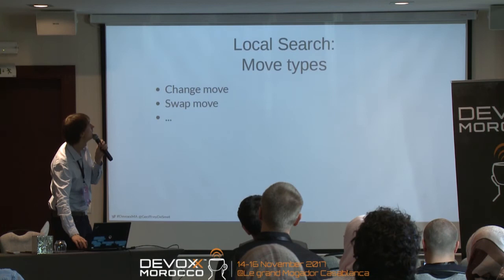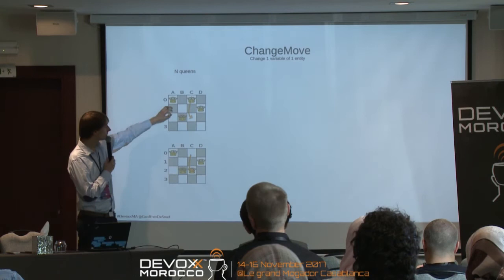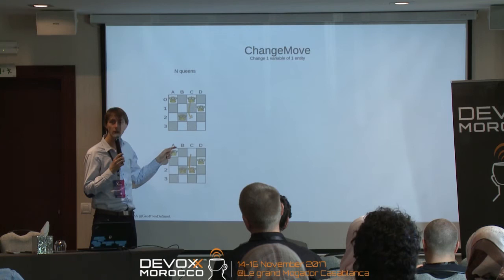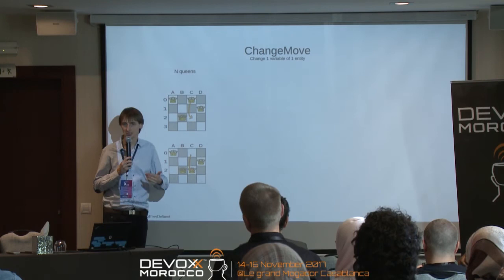One way it changes this is with change moves. So this is a solution. It's going to take this queen, move it down over there, and then evaluate the solution. And usually, if it's better, it's going to accept it. If it's not better, it sometimes accepts it. There's some probability in there, depending on which algorithm you use. I'll explain in a minute.